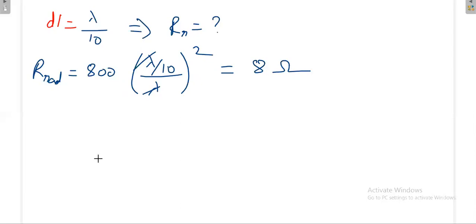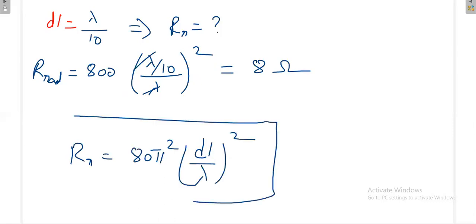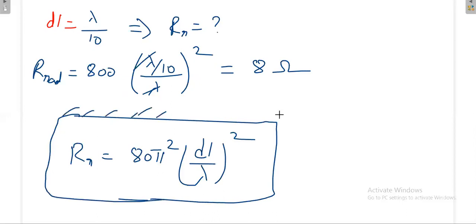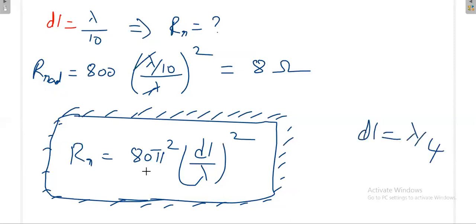So now finally the radiation resistance R R is equal to 80 pi squared (dl by lambda) whole squared. This you have to remember without any struggle. And again you may have one doubt: if dl keeps on increasing, then what happens to R R, the radiation resistance? Somebody may have a doubt like this. What happens if I put dl equal to lambda by 4? Will it give you the radiation resistance of a lambda by 4 antenna?